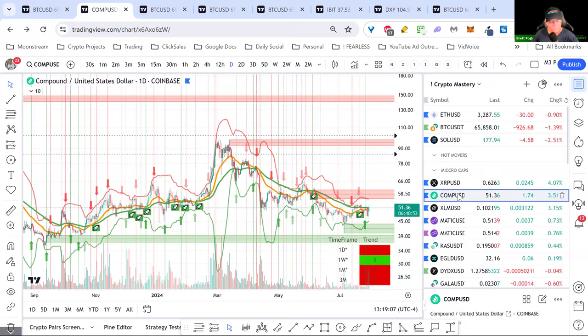Comp USA, I always get that wrong. Compound, because it says Comp USD. I always say Comp USA. You guys remember the computer store?